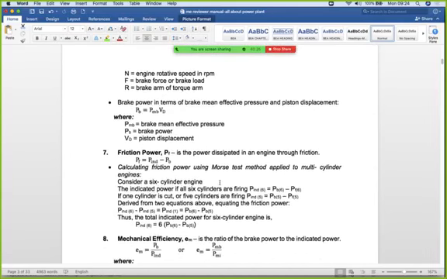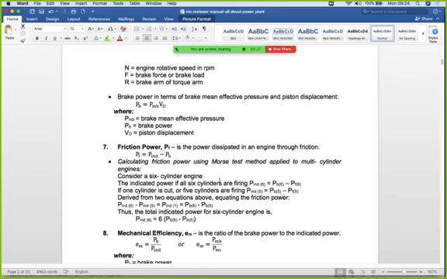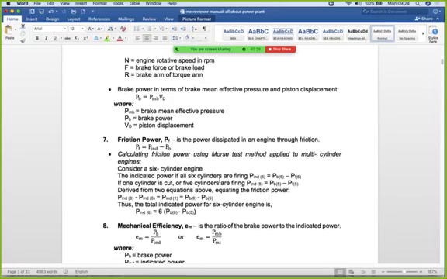So brake power in terms of brake mean effective pressure and piston displacement. We have to multiply only the mean effective pressure times the piston displacement. So you can get already the brake power.